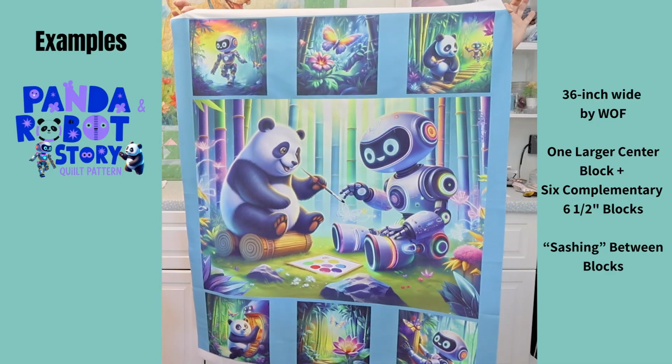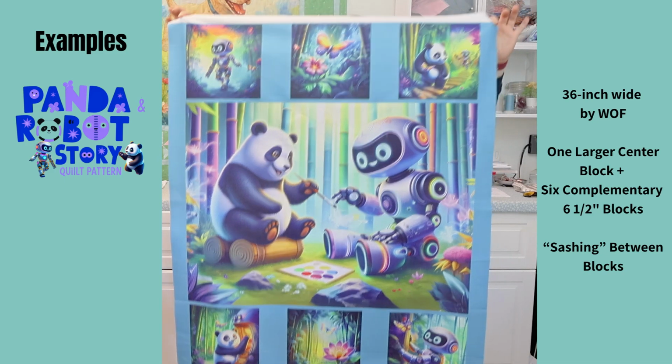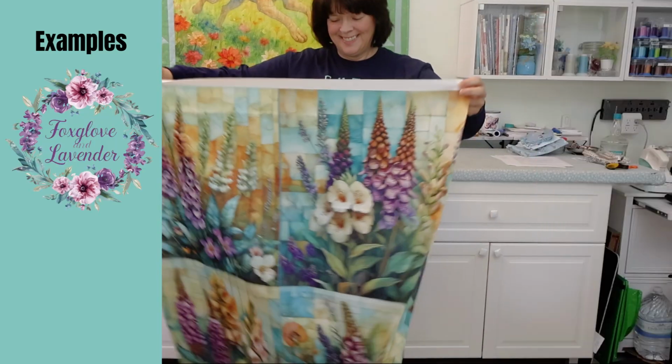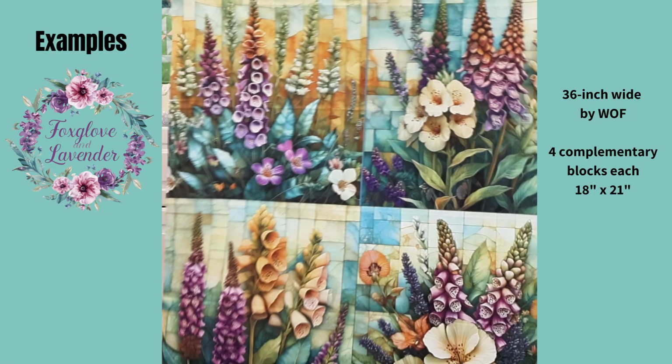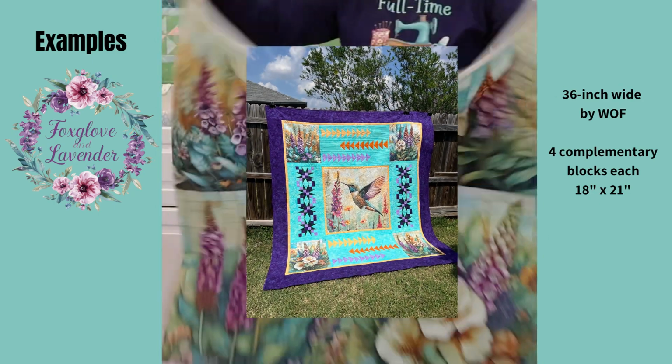Next up is Panda and Robot panel, and this uses the same layout idea but is scaled up to fit an entire yard. It's great when you want a big statement piece for the center of the quilt, especially for kids' quilts or wall hangings. And this is our Foxglove and Lavender panel. It consists of 4 blocks on a single yard of fabric. Now these blocks can be trimmed to the perfect size for your quilt pattern. We've paired it with our Hummingbird panel for the perfect queen size quilt.